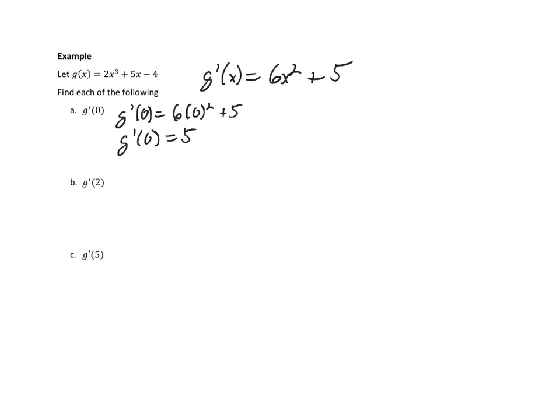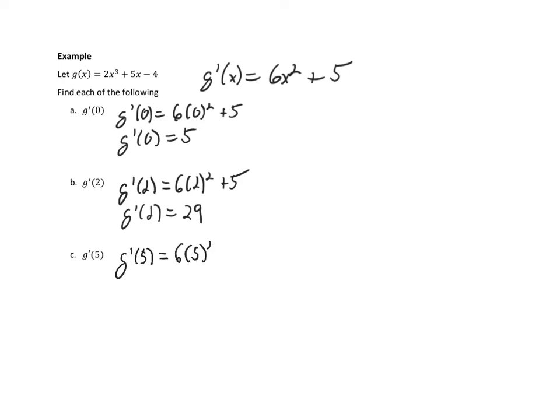If I wanted to find g prime of 2, I'd plug 2 in. G prime of 2 would equal 6 times 2 squared plus 5. And if you work that out, g prime of 2 would be 29. And if we wanted to find g prime of 5, g prime of 5 would equal 6 times 5 squared plus 5. G prime of 5 would equal 155.